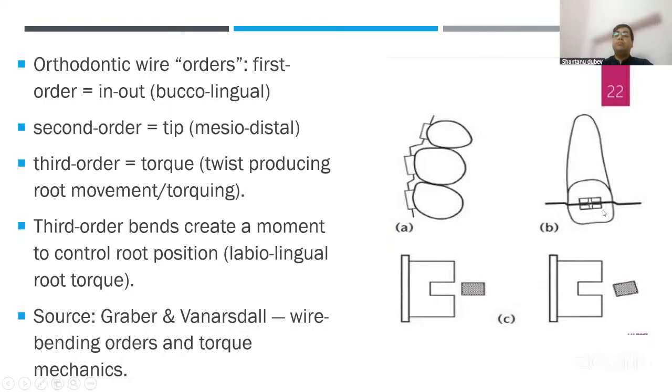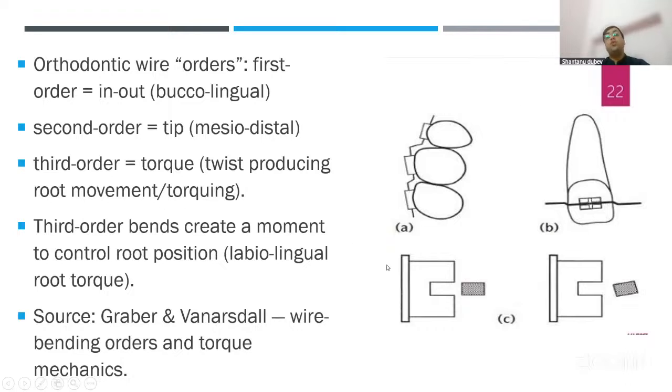This would cause mesial crown tipping. So mesial tipping of the teeth. This kind of wire arrangement. Why? Because the distal is down and mesial is up. For this, I consider this as mesial. Okay, so this would cause mesial tipping. This is a second order bend.